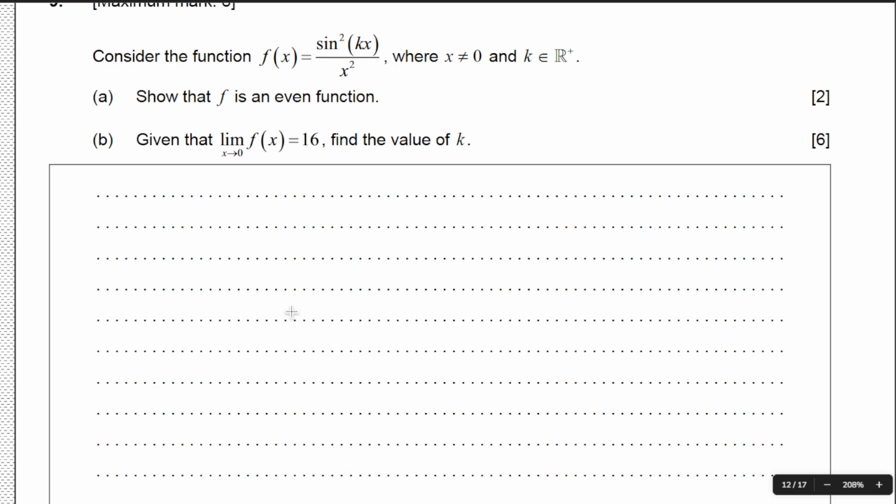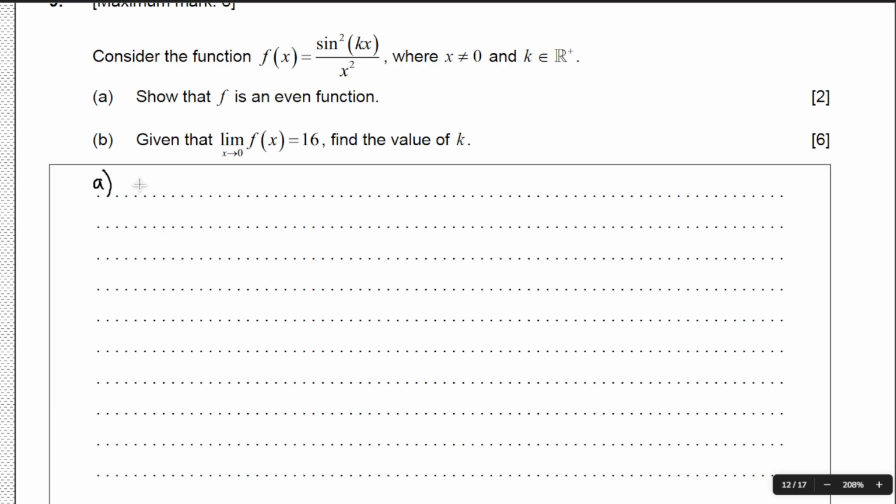Consider the function f of x equals sine squared kx over x squared, where x is not equal to 0 and k belongs to the positive integer subset. Show that f is an even function, and given that the limit as x goes to 0 of f of x equals 16, find the value of k.